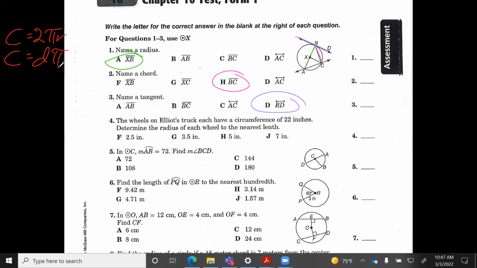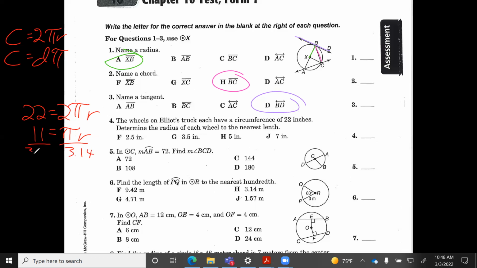All right, let's keep going. So they gave us a circumference of 22. They want us to find the radius. So I'm going to use that top one that I just wrote down. Circumference was 22. I'm going to do 2 pi r. We need to solve for the radius, so we need to get r by itself. Divide by 2, you get 11. Now we got to divide by pi, which is roughly 3.14.